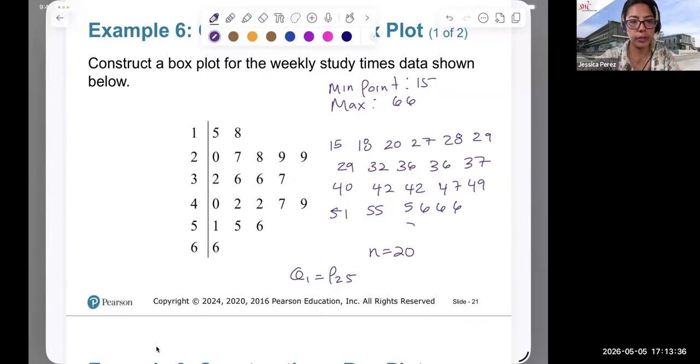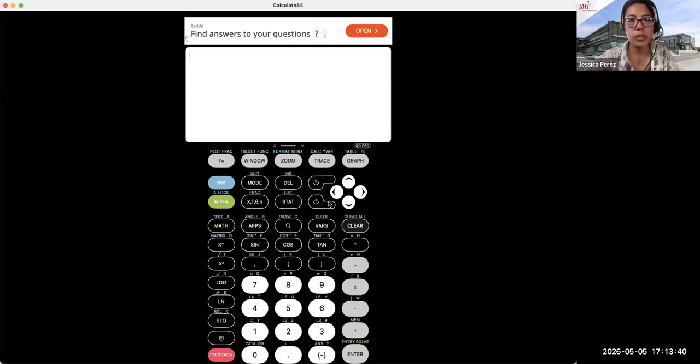Calculate 84. So let me go ahead and project that calculator in here in the moment. What we could do is go to Stat, Edit, and remove L1 and L2. And I'm going to say, okay, 15, I can do 18, 20, 27, 28, 29, 29.